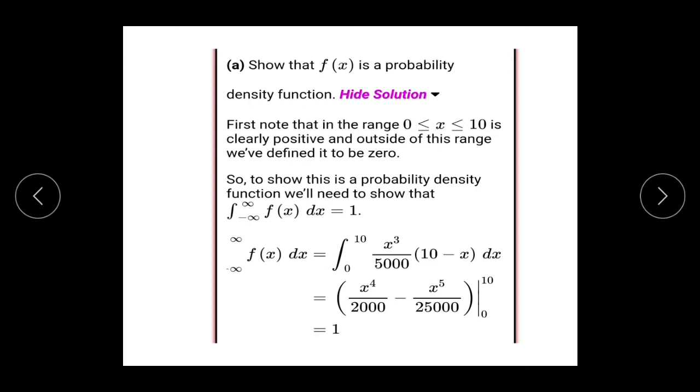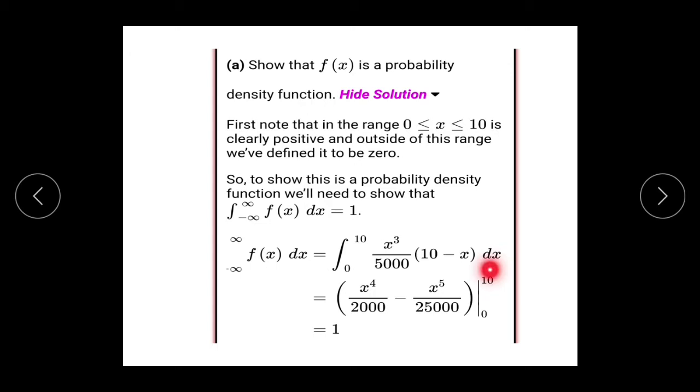So, katulad nga ng sabi ko kanina, kailangan niya mag-satisfy doon sa given conditions, which is ito yon. Kailangan niya mag-satisfy dito para maging probability density function siya. So, integral ng x cubed over 5,000, quantity 10 minus x dx. If we are going to distribute x cubed over 5,000 dito sa 10 minus x, we will have this. Evaluating x to the 4th over 2,000 minus x to the 5th over 25,000, evaluating from 0 to 10.